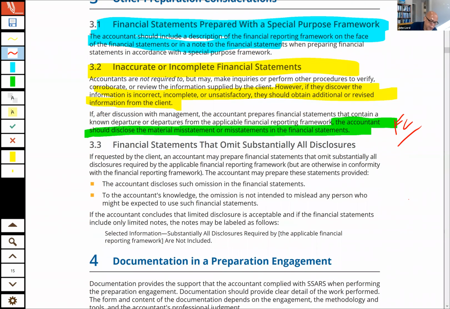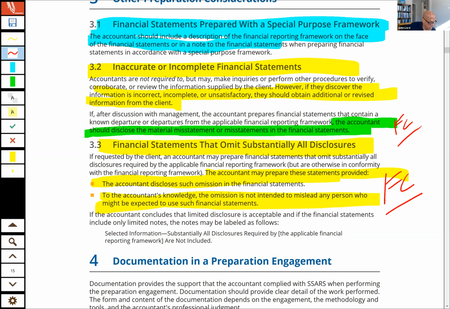Okay. Now, it is okay to prepare financial statements that omit all disclosures, but there are certain conditions to that. So they tell us the accountant may prepare these statements provided the accountant discloses the omission of the information, and this was not intended to mislead anybody, etc. And so you can flashcard that.